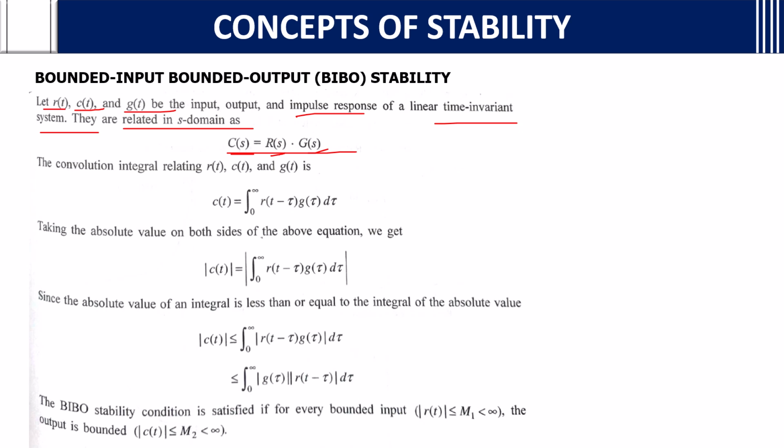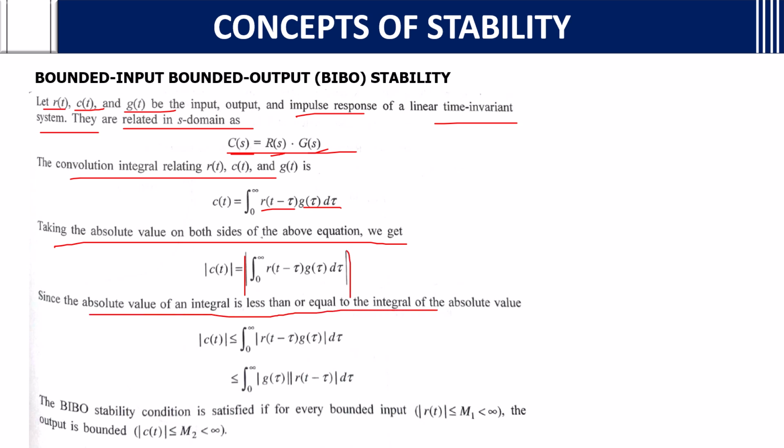So the convolution integral relating R of t, C of t and G of t is C of t equals integral 0 to infinity R of t minus tau G of tau d tau. In terms of the convolution integral, take the absolute value, the modulus, on both sides of the above equation. Since the absolute value of an integral is less than or equal to the integral of the absolute value, we can write it.